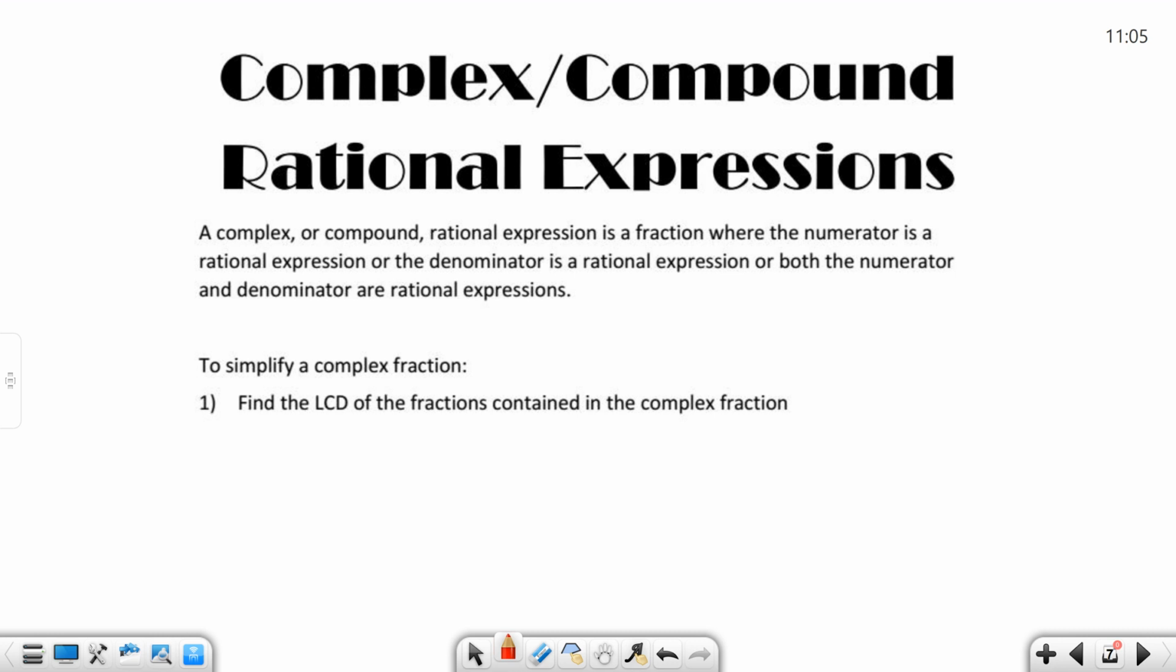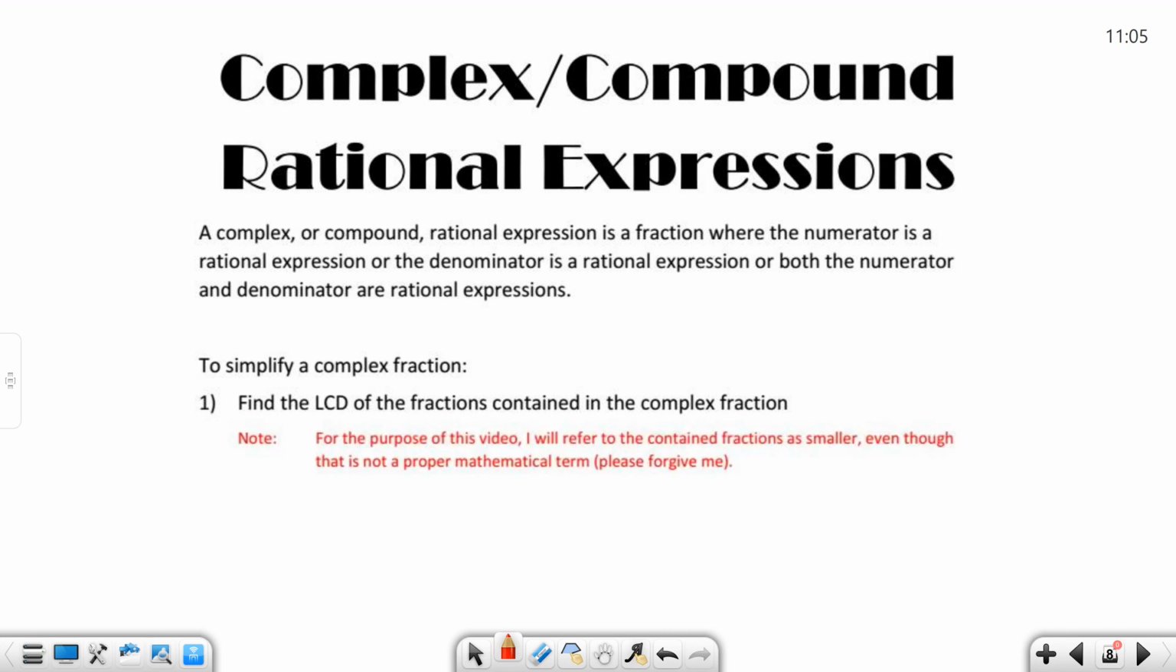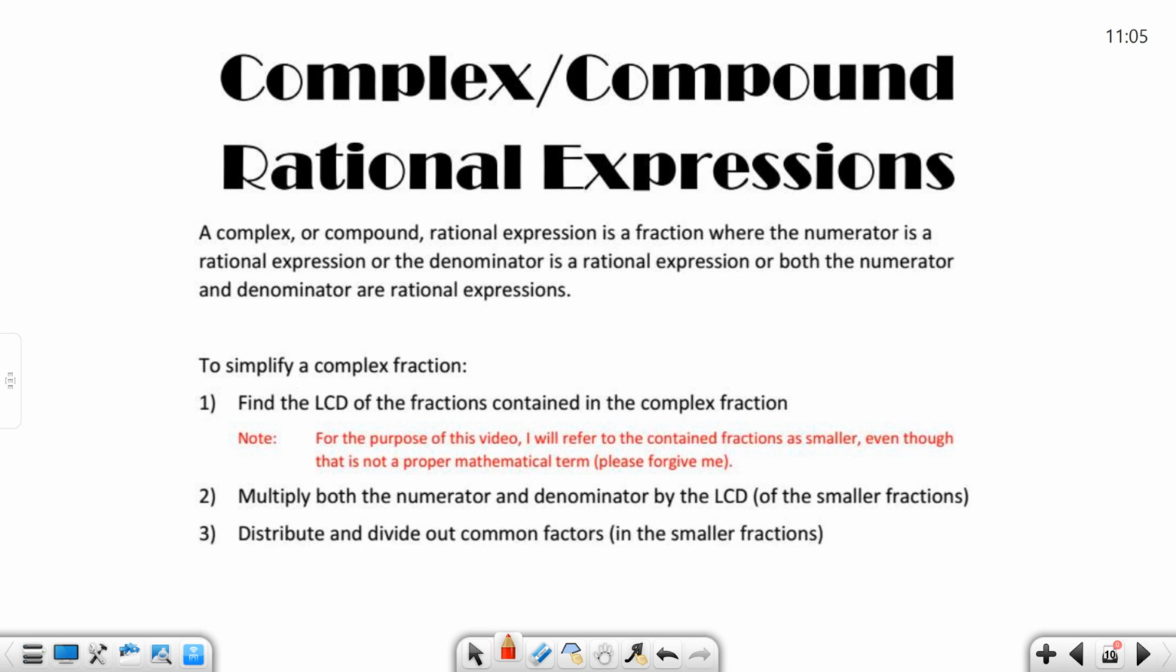To simplify a complex fraction, you find the LCD of the fractions contained in the complex fraction. That's what I'm going to call the little fractions, the smaller fractions. For the purpose of this video, again, I'm going to refer to the fractions as smaller, even though that's not proper. Please forgive me. Multiply both the numerator and denominator by the LCD of the smaller fractions. Okay? Distribute and divide out the common factors in the smaller fractions.